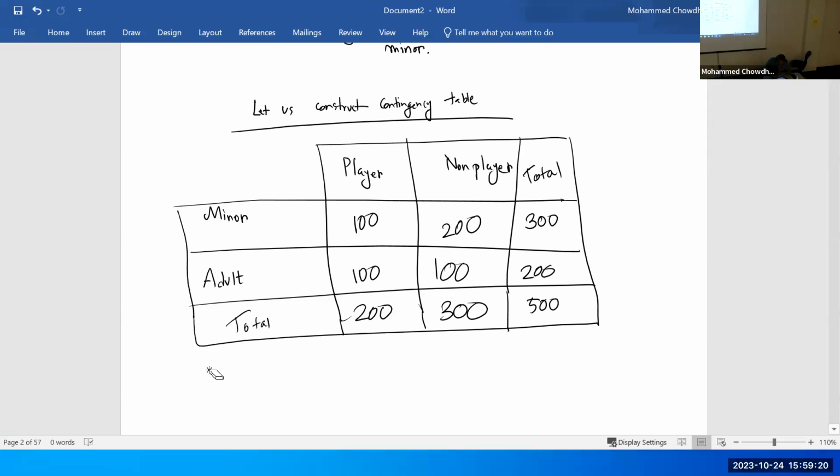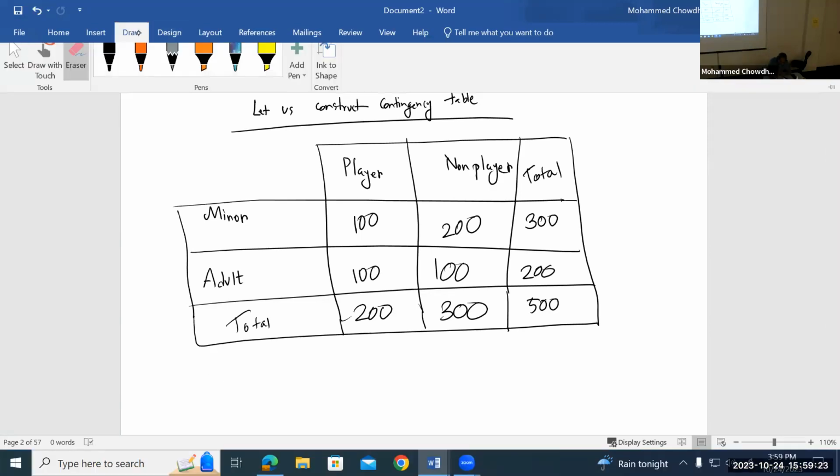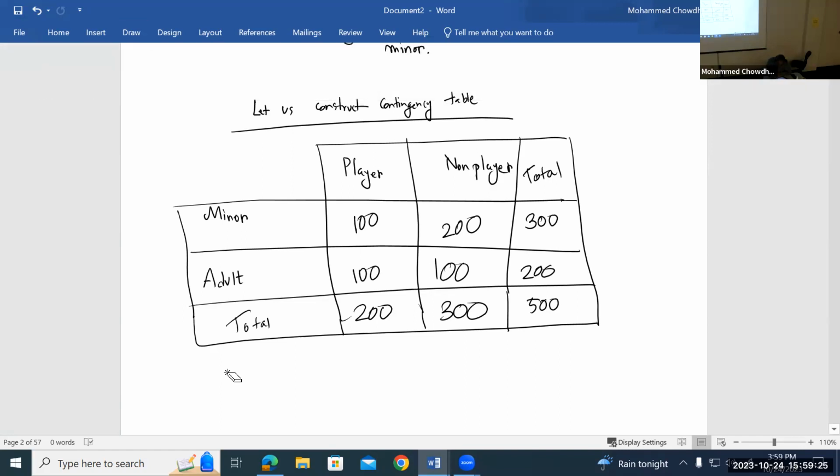Okay, first of all, let's solve the problem now. So the contingency table is constructed. So we can write here, the above table is the contingency table.